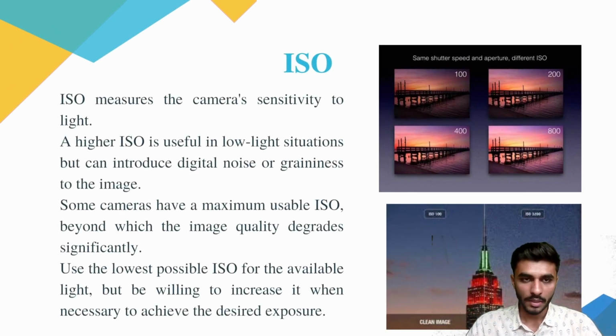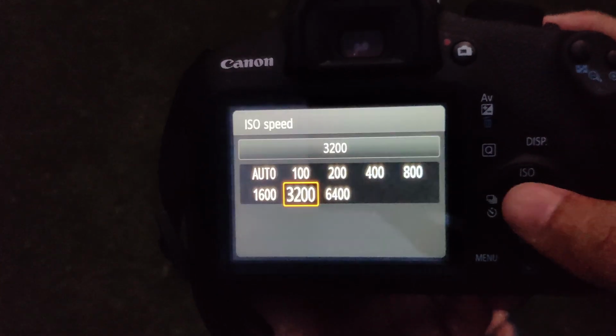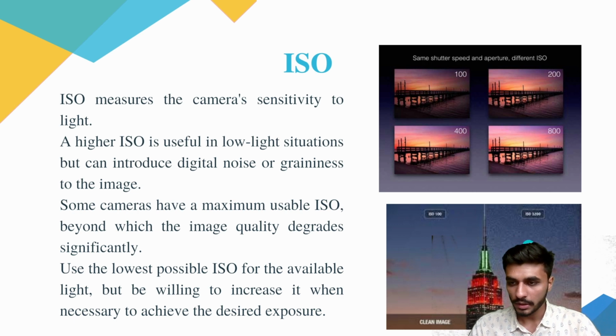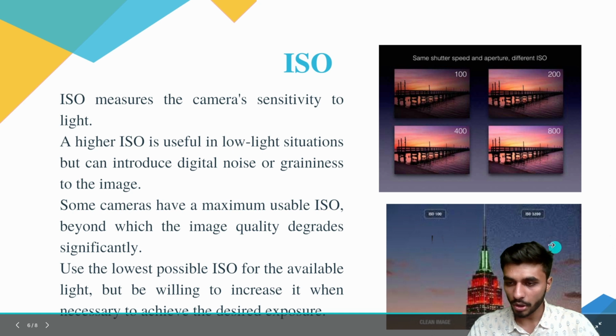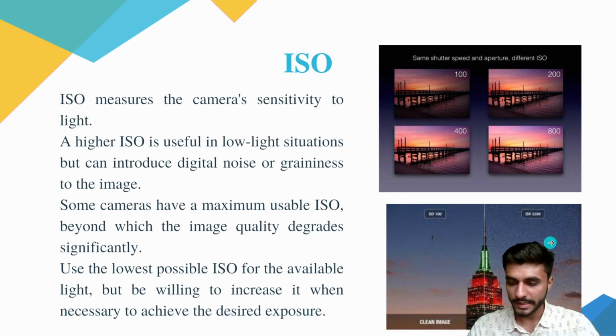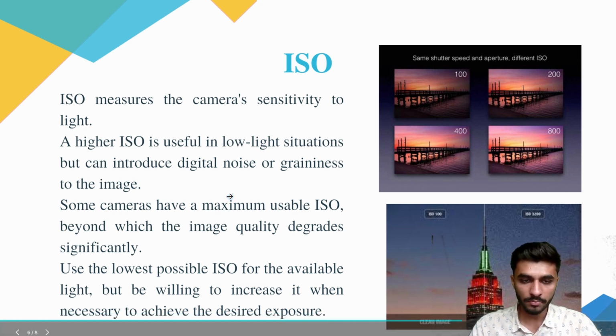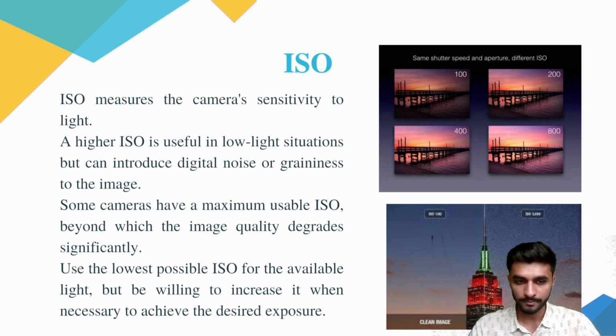Then comes ISO. ISO measures the camera's sensitivity to light. A higher ISO is useful in low light situations, but can also introduce digital noise or graininess to the image. Here in this video, the ISO is very high, which is 3200, but we can see small dots in the middle of the image. This is what we call digital noise. Some cameras have a maximum usable ISO, beyond which the image quality degrades significantly. Use the lowest possible ISO for the available light, but be willing to increase it when necessary to achieve the desired exposure.